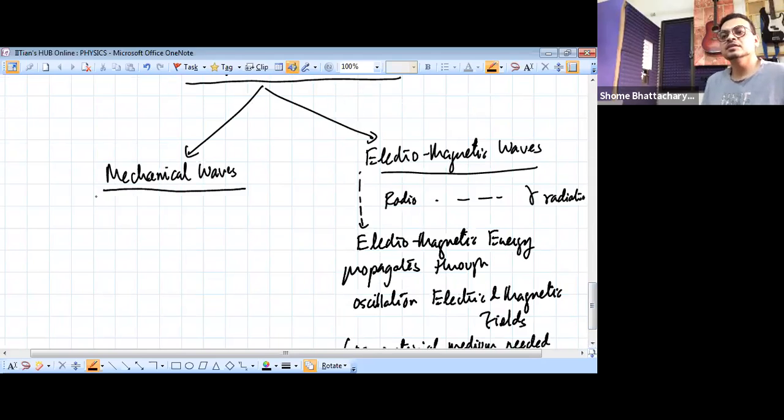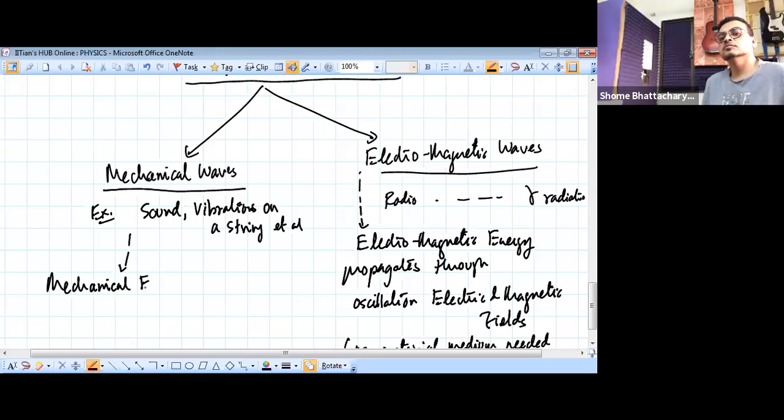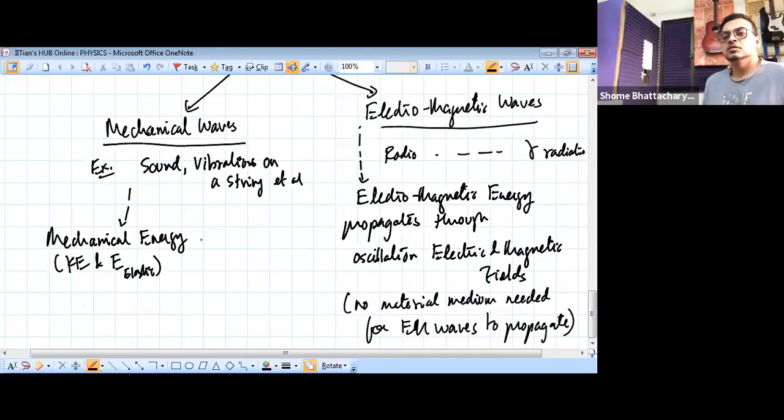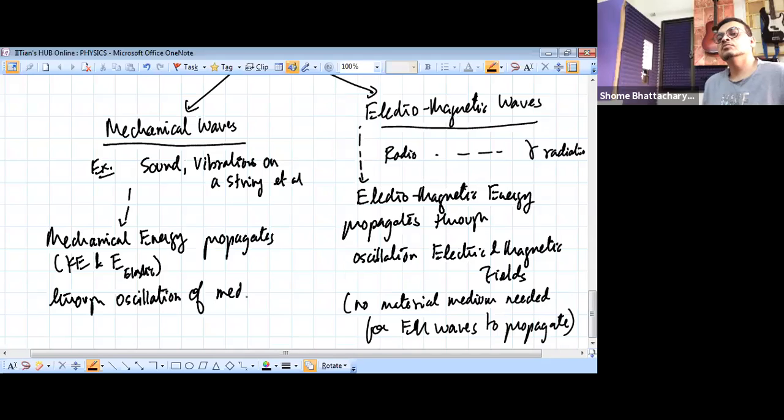Okay. Now, mechanical waves are waves in which the normal examples are sound, vibrations on a string, etc. So in this case, what happens is there is mechanical energy, which is in the form of kinetic energy and elastic potential energy, or stress and strain energy of a physical medium, okay, which propagates through oscillation of medium particles.